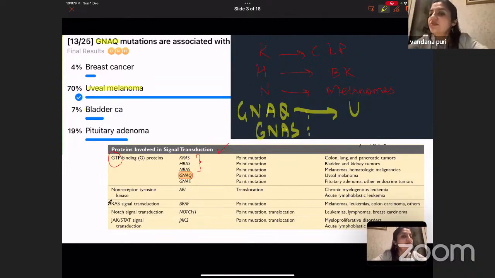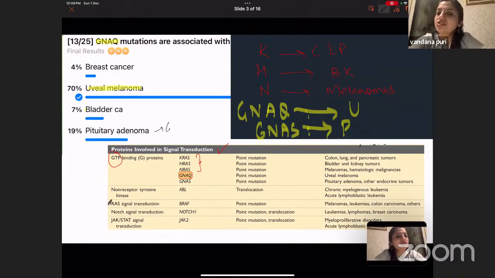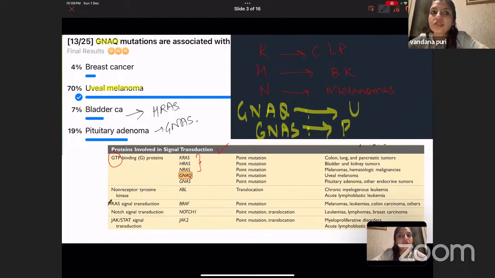Whereas when I'm saying GNAS, S is P. It is pituitary adenomas. So if the question is there on pituitary adenoma, you should remember the mutation in pituitary adenomas as GNAS. That is very, very important. If somebody asks you bladder cancer, remember it as HRAS. That is very important that you have to remember.